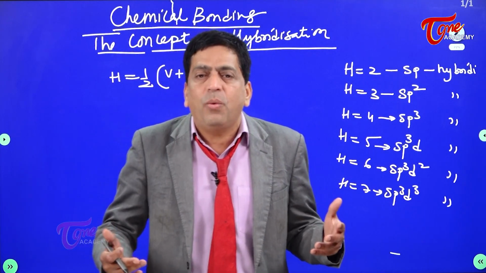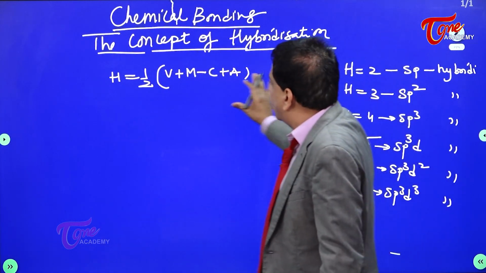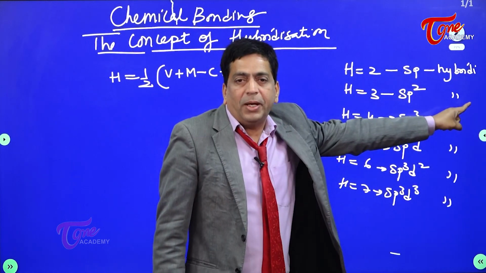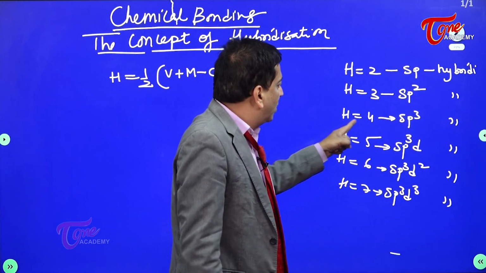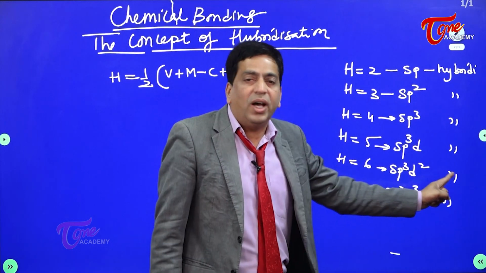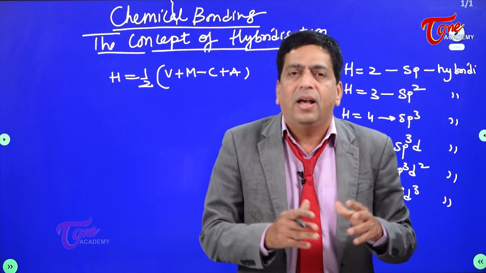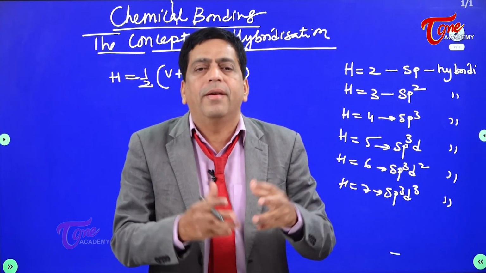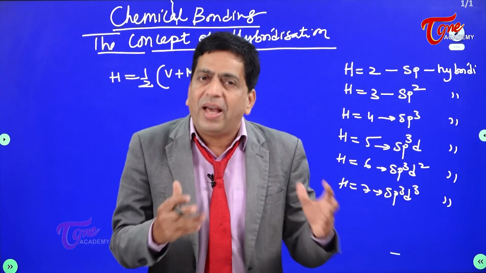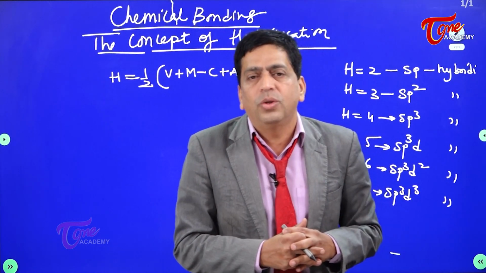How do we get the values of H 2, 3, 4, 5, 6, 7? Then we have to apply this formula. So once you apply this formula, you will get H values. If you get H values, check in this list. If it is 2, it is sp. If it is 3, it is sp2. If it is 4, it is sp3. If it is 5, it is sp3d. 6, sp3d2. 7, sp3d3. Now what we will do, we will take an example of a cation, an anion or a simple molecule, and then apply the formula to find out H. Once you know the H, I think you are through with the hybridization.